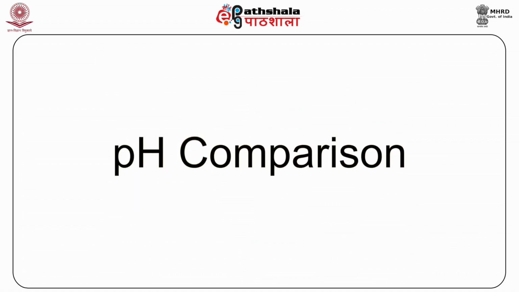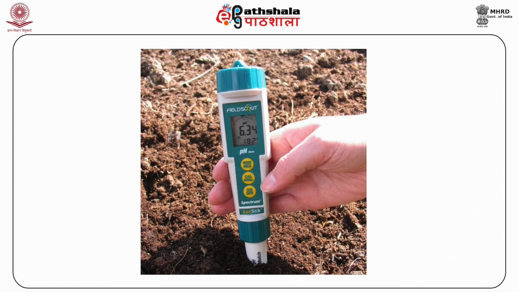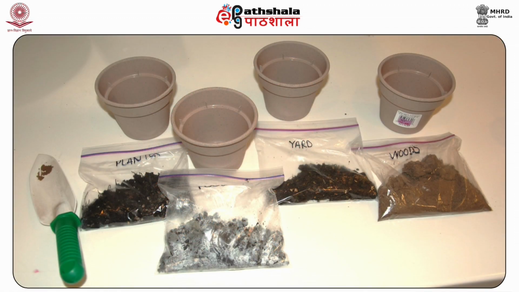pH comparison. pH is defined as the negative logarithm of hydronium ion concentration in an aqueous solution. When mixed with water, many of the compounds within a soil sample will produce hydronium ions. The amount of hydronium ions produced depends on the composition of the soil.